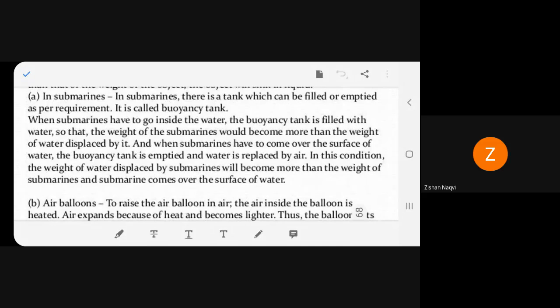Okay ma'am. They emptied the tank, so the submarine comes out.